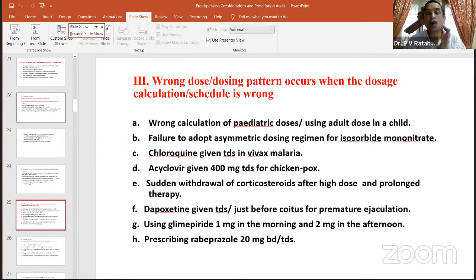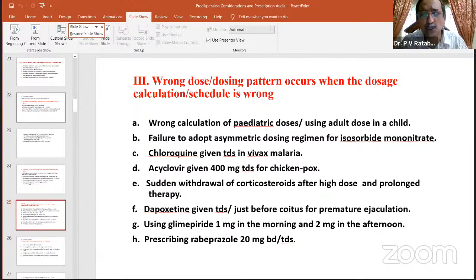Second, wrong dose or dosing pattern. Now this occurs when the dosage calculation or schedule is wrong. Like wrong calculation of pediatric doses or using an adult dose in a child. This happens many times. Failure to adopt an asymmetric dosing regimen for isosorbide mononitrate.